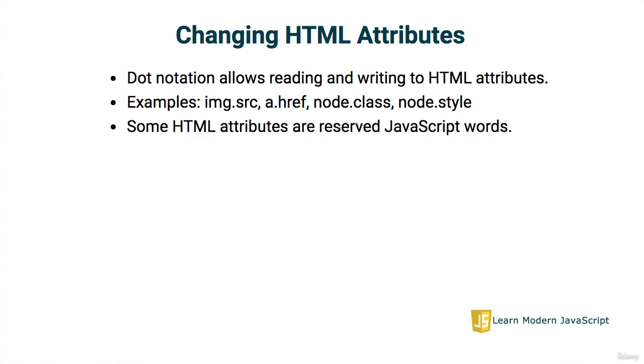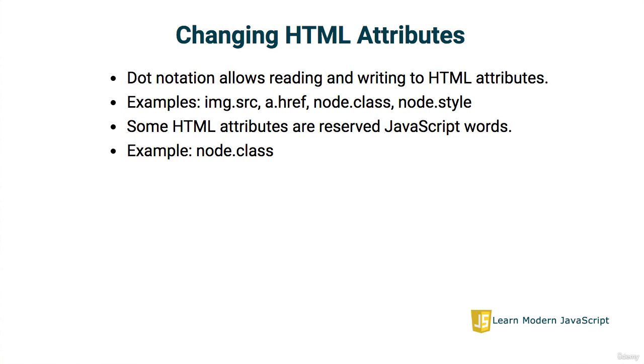Now, some HTML attributes are reserved JavaScript keywords. For example, the class attribute. If you remember, we had to enter class name. So in the example in the previous line, node.class would not work. We'd have to enter node.className to make that change, because class is a JavaScript reserved word.